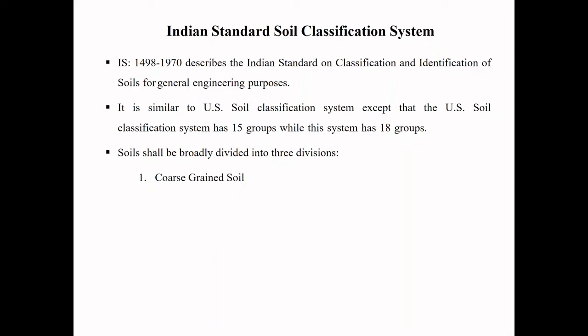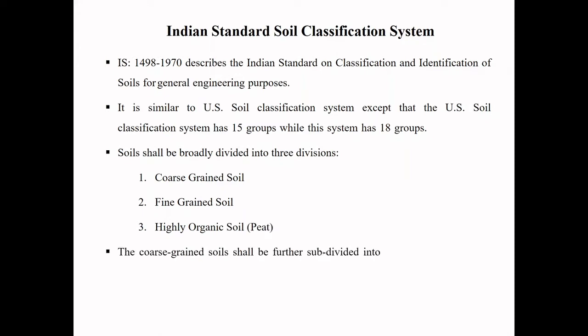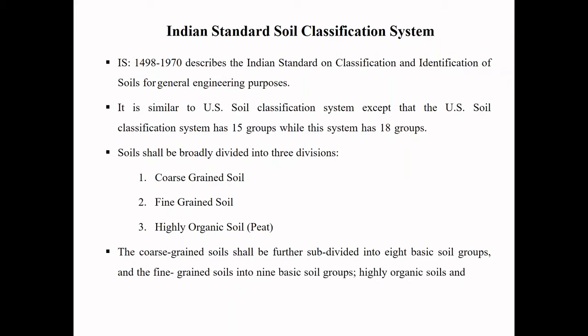In the Indian standard soil classification system, the soils are broadly divided into three divisions, namely coarse grained soil, fine grained soil, and highly organic soil, that is peat. The coarse grained soils are further subdivided into 8 groups, and the fine grained soils are further subdivided into 9 groups. Highly organic soil and other miscellaneous soils are placed under one group.